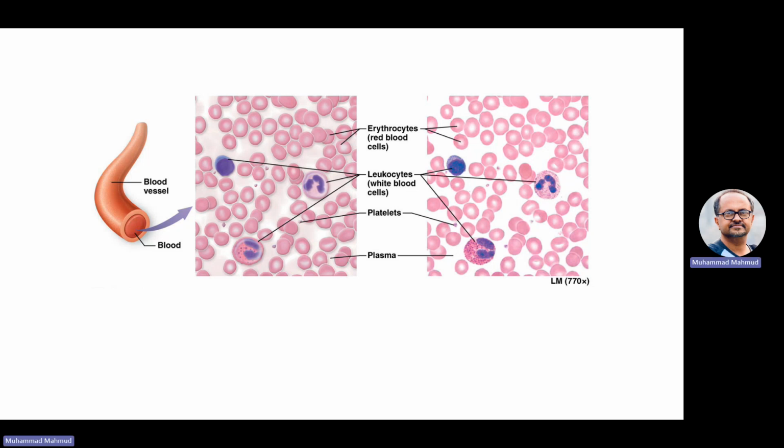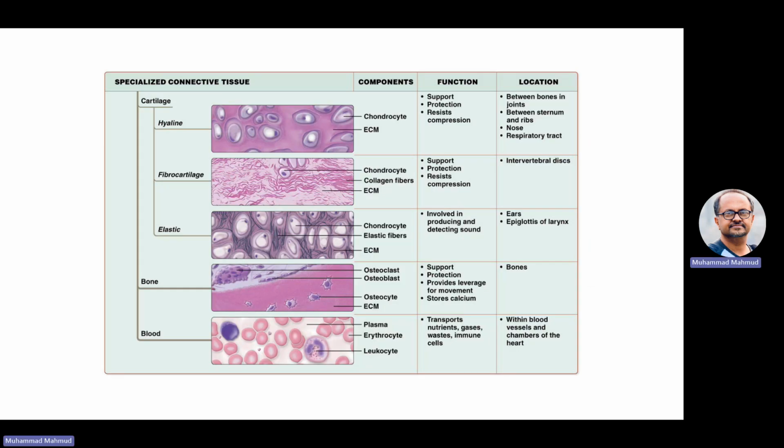Another special connective tissue is blood, and earlier I showed you a blood cell under the microscope. Again, most of the cells are without nucleus, and you see them in reddish color. Those are the red blood cells. The ones with purple color are the white blood cells with deep stain. You see the nuclei inside the white blood cells. So these are different types of connective tissues.